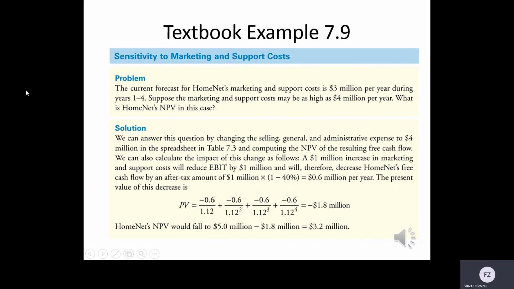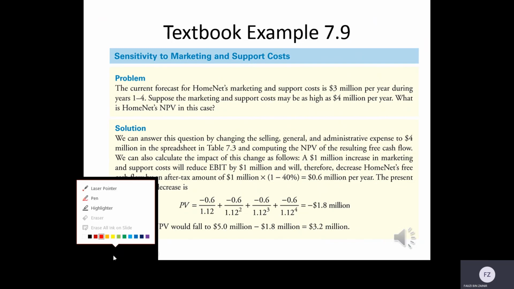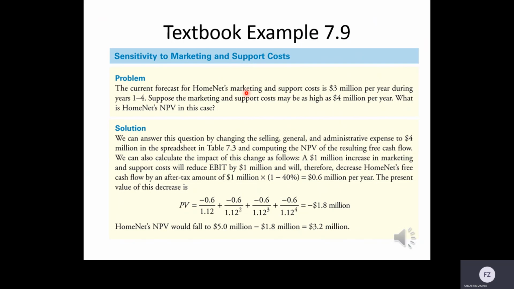Okay, let's look at a case study based on this scenario analysis. The problem: the current forecast of HomeNet's marketing support costs is 3 million per year during year 1 to year 4. Suppose the marketing support cost may be as high as $4 million per year. What's HomeNet's NPV in this case? Here we are assuming that if the marketing cost increases from 3 to 4 million, how is it going to affect the whole NPV?